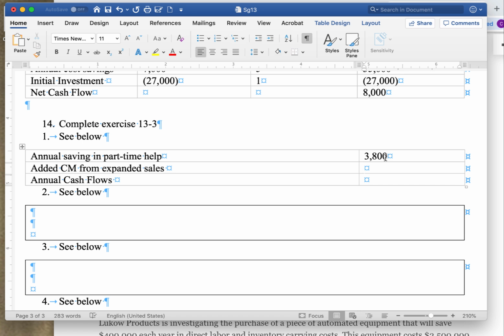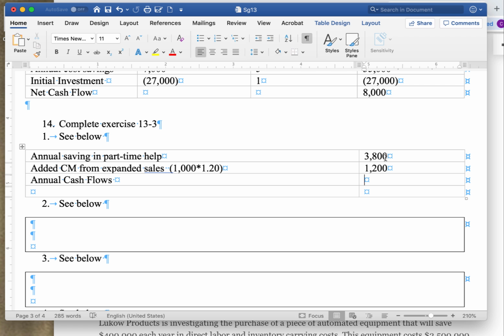We're going to get more money, right? Because we're going to be able to sell 1,000 more donuts. Well, we know our contribution margin is $1.20 per dozen. That ends up being $1,200. So the annual cash inflow is actually $5,000. Okay, cool.